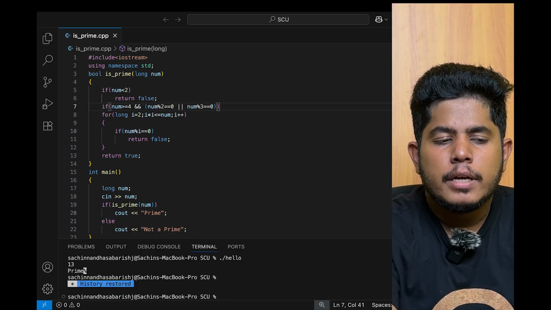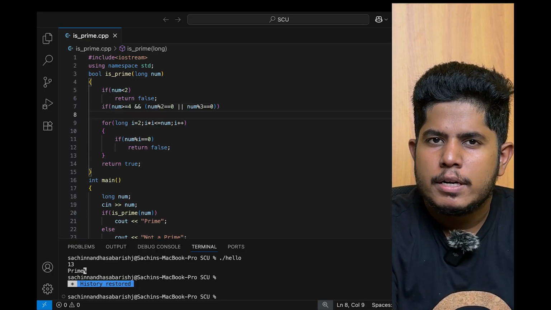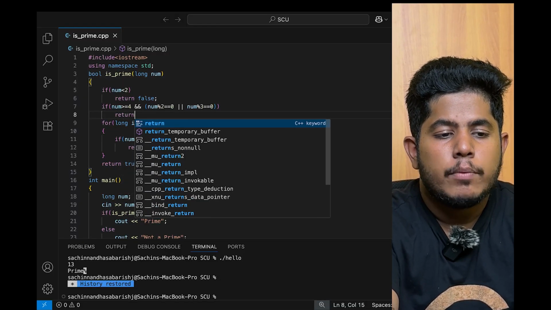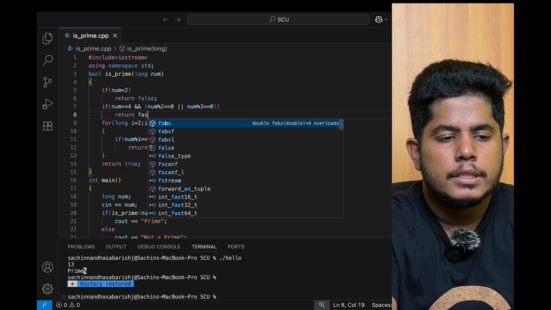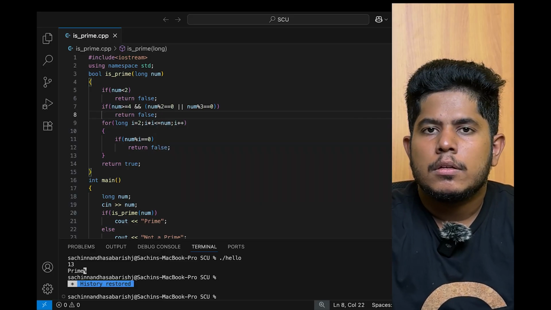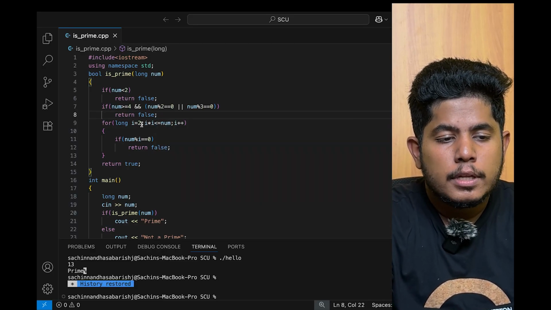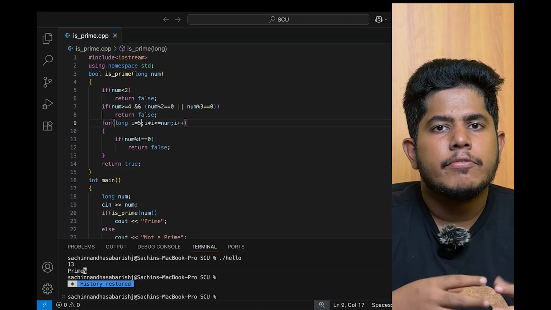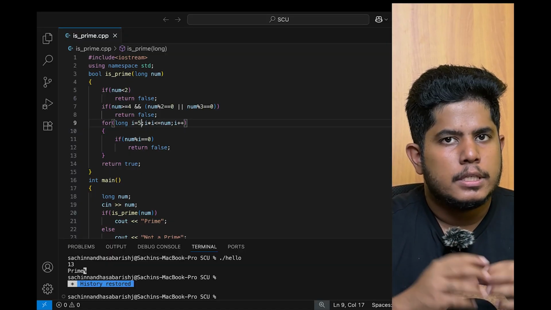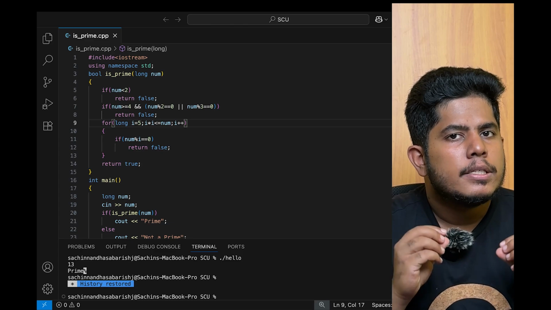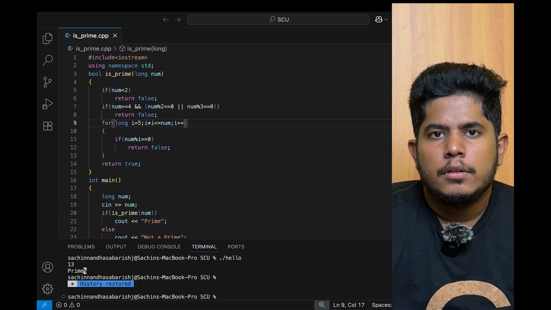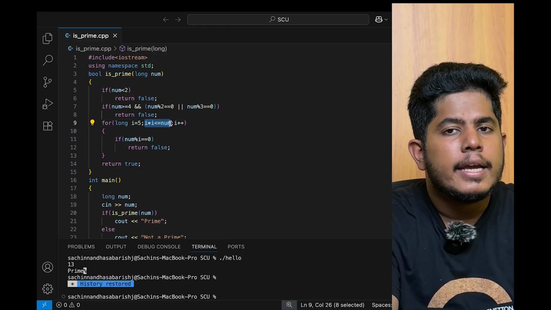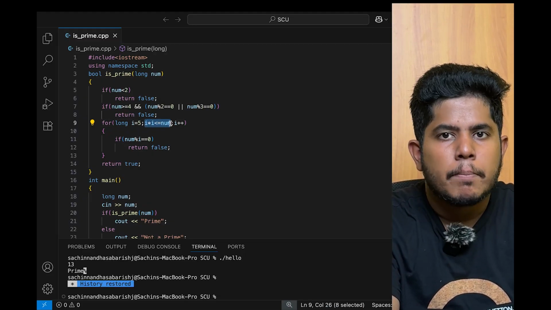And if the input number is divisible by 2 or divisible by 3, then we can confirm that it is not a prime number and we can simply return false. Then coming to the loop, it should not start from 2, it should start from 5, that is 6k minus 1, 6k plus or minus 1, right? That formula starts from 5, we have to start there. And the condition does not change. It says that i is less than or equal to square root of num.